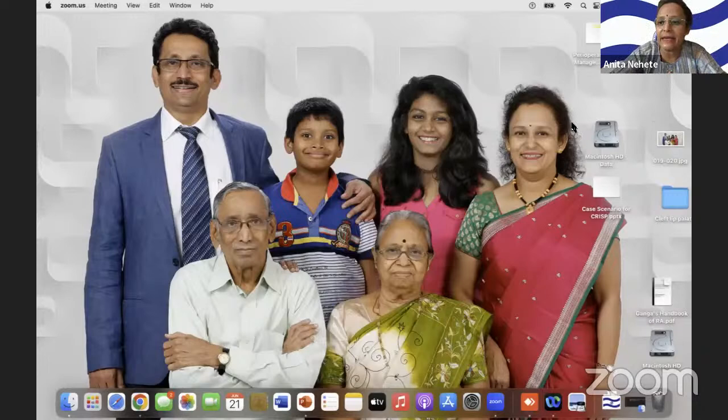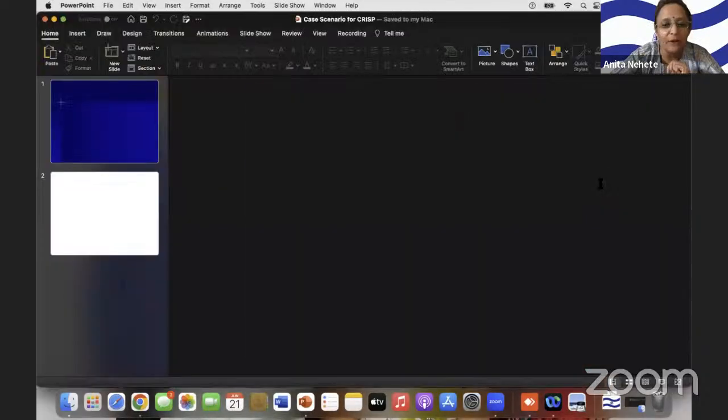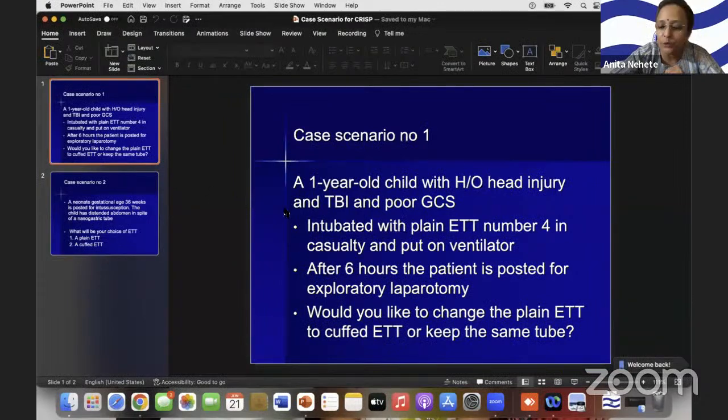I just want to share one case scenario, just to start the discussion. It is not that you have to speak only on that. Can you see my screen? It is visible. Okay. So this is a one-year-old child with a history of head injury and traumatic brain injury, and he has a poor Glasgow coma scale. So he's been intubated with a plain endotracheal tube in the casualty and put on ventilator.